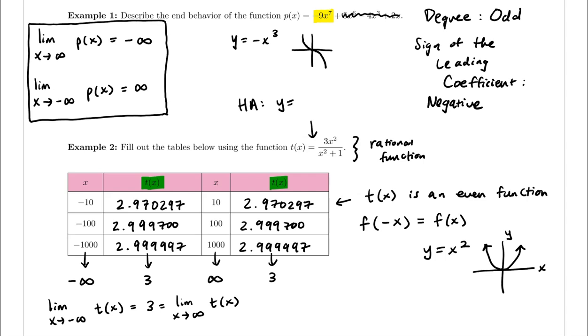At the line y equals 3. And this is kind of why, because as we take the limit as x approaches infinity, and as x approaches negative infinity, the output values approach the value 3. So let's talk a little bit more about horizontal asymptotes.